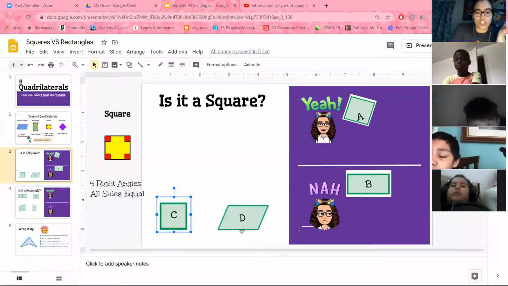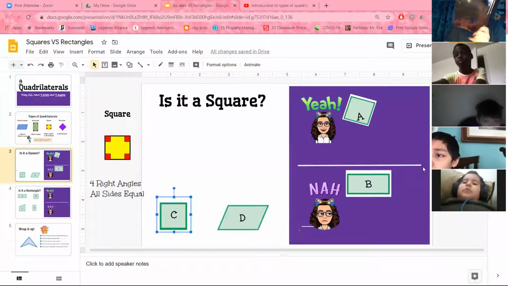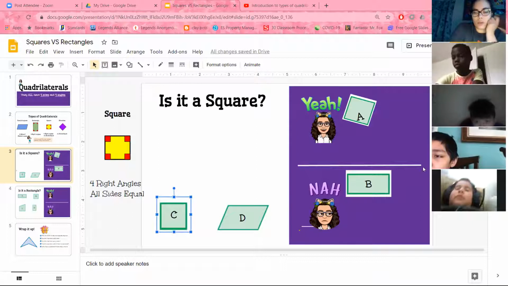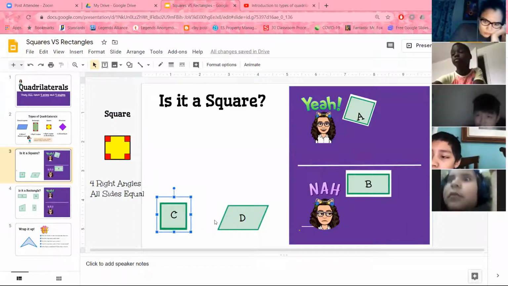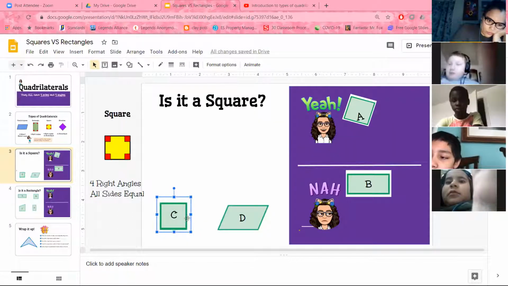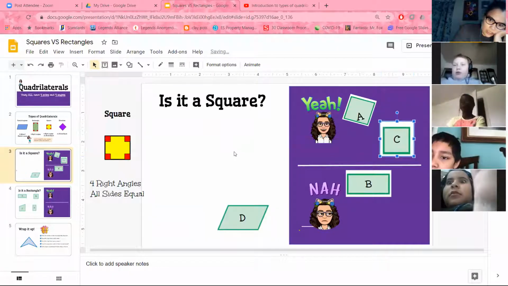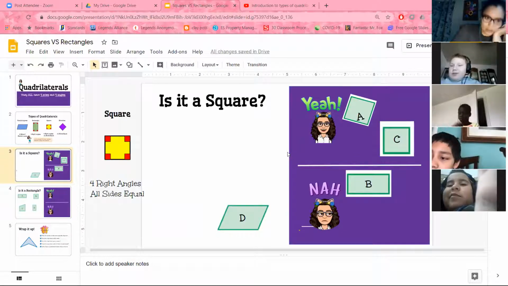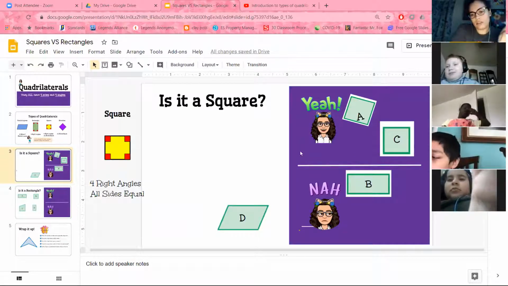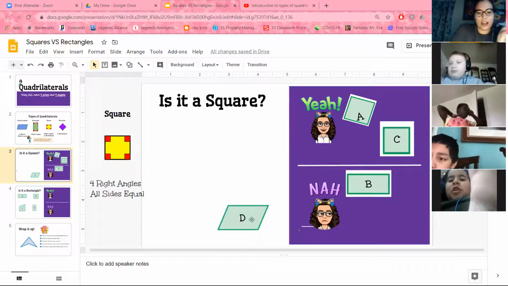All right, what about C? Evan, is C a square? C is a square. Why? Because it has 4 equal sides. 4 equal sides. And does it have 4 right angles? Yeah. You got it.